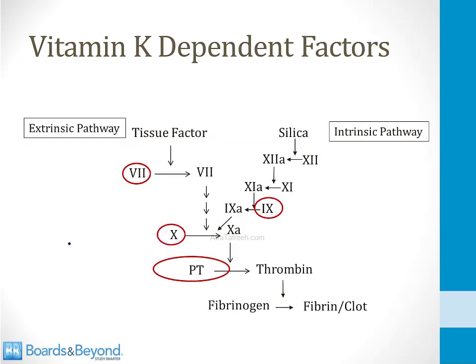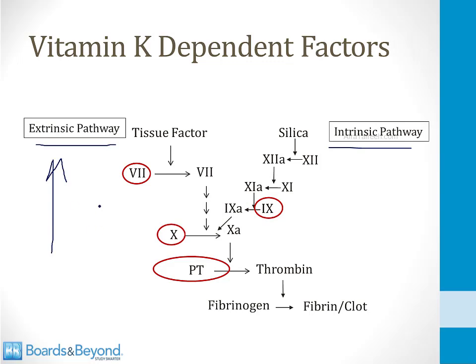Now let's talk about why the PT and the INR is the preferred test for monitoring the effects of warfarin. On the screen, I've circled the 4 vitamin K dependent coagulation factors, and you can see that some of them are part of the extrinsic pathway and some are part of the intrinsic pathway. So that begs the question, why do we choose the PT, the test of the extrinsic pathway, to monitor warfarin?